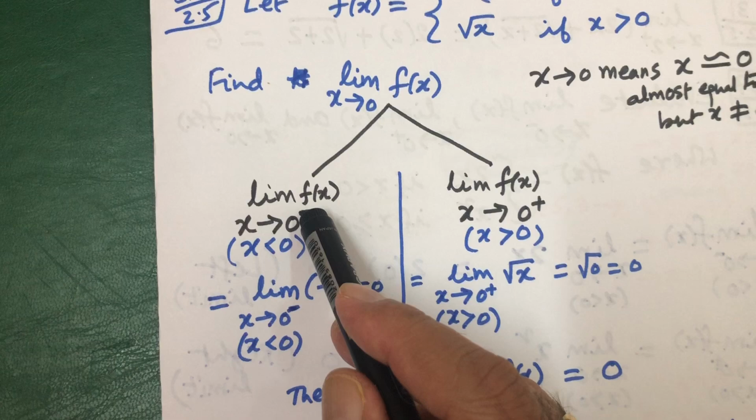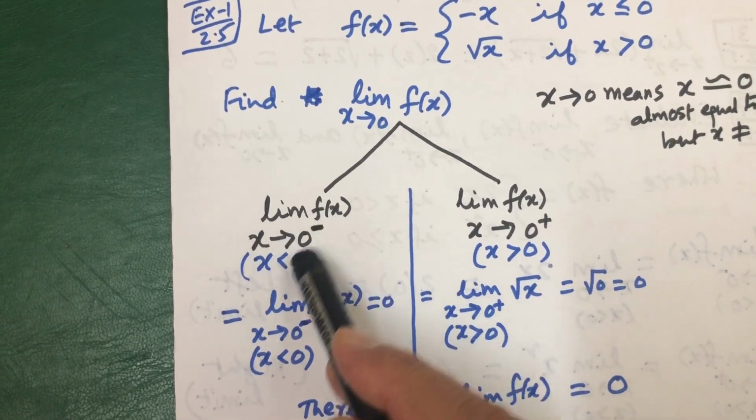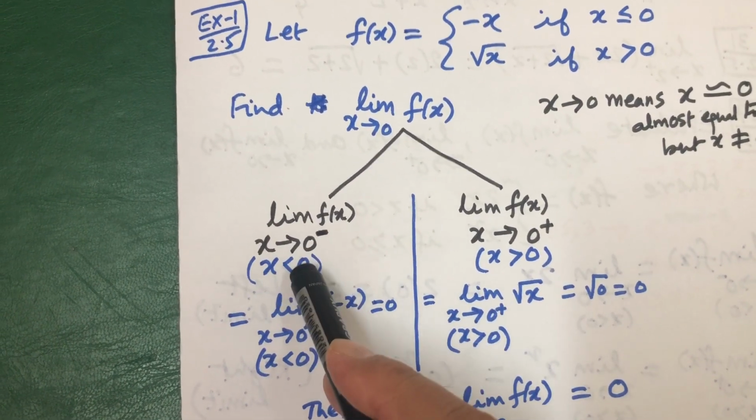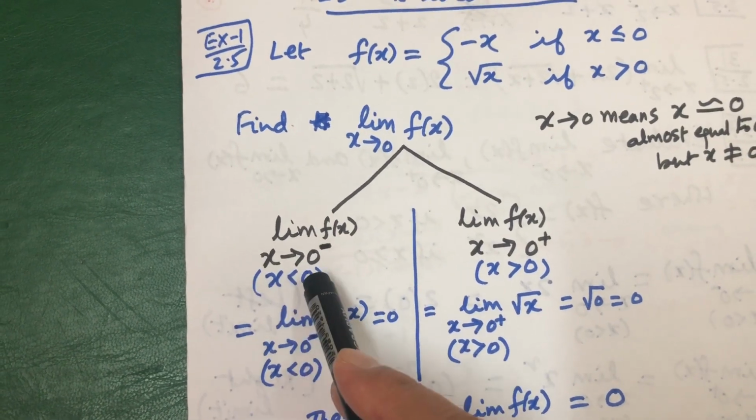How to write before 0? I simply write minus. x tends to 0 minus means x is almost equal to 0 but to the left of it, that is x less than 0.